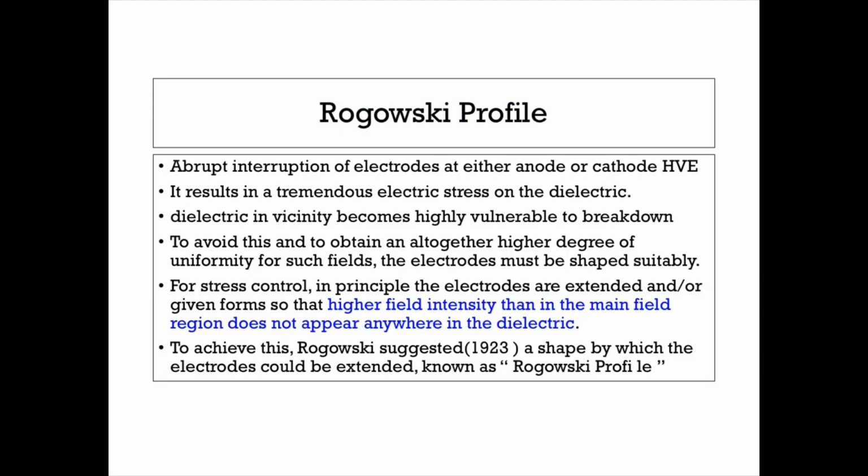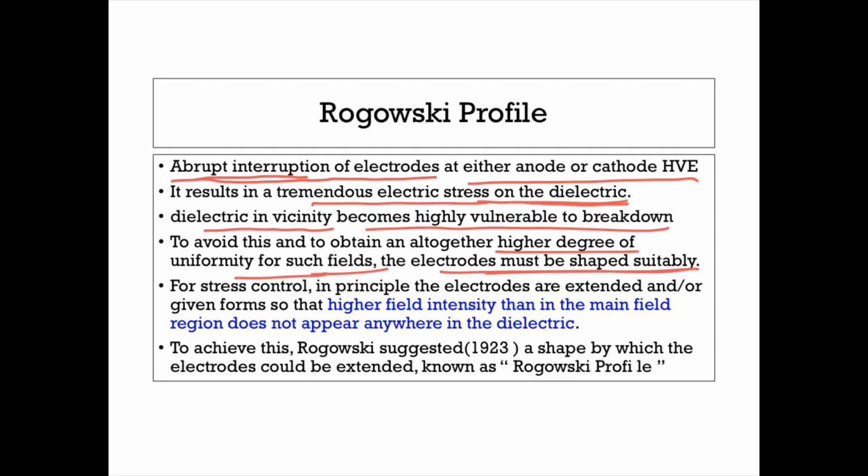So in order to control the stress, it is essential to give a proper shape to the electrodes. If an electrode is, say for example, not having a proper shape, or if there is abrupt interruption of electrode or termination at either anode or cathode in high voltage engineering laboratory, then it may produce very large electric stress on the dielectric. That means it may be the air in the neighborhood, or it may be some kind of solid insulation. So the dielectric in the vicinity will become highly susceptible to the breakdown, and therefore to avoid this and to obtain higher degree of uniformity of such fields, electrodes must be given suitable shape. So this is essentially the stress control which we discussed earlier also.